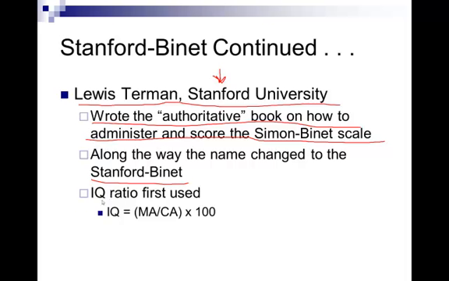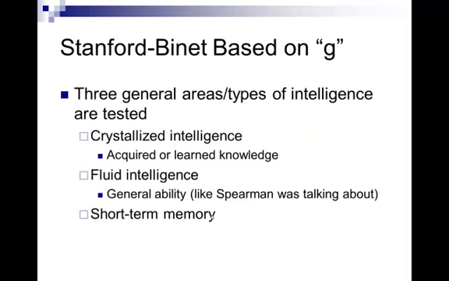And so the IQ, or intelligence quotient ratio, was equal to the mental age divided by the chronological age times 100. And that was their IQ. And so Stanford-Binet has its roots in G. And it looks at basically three general areas and types of intelligence.